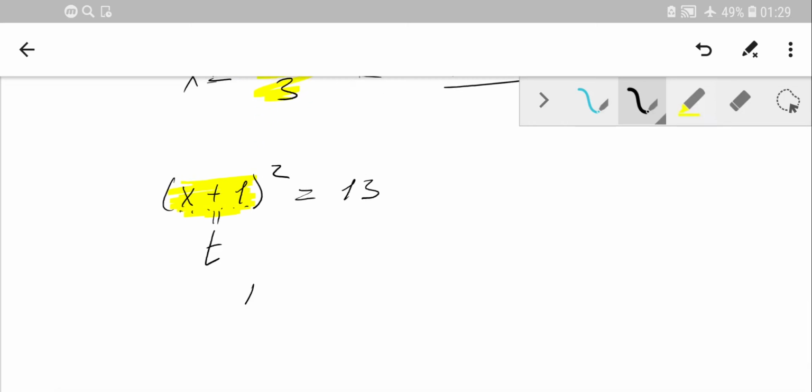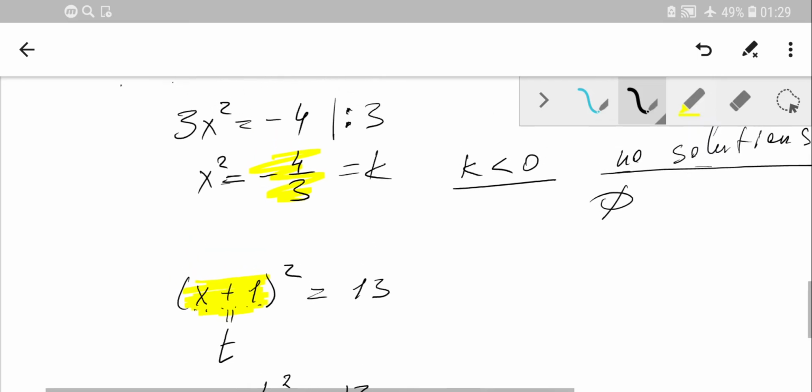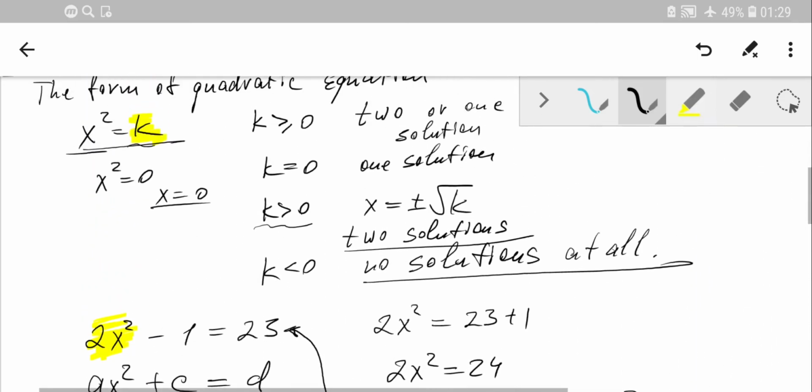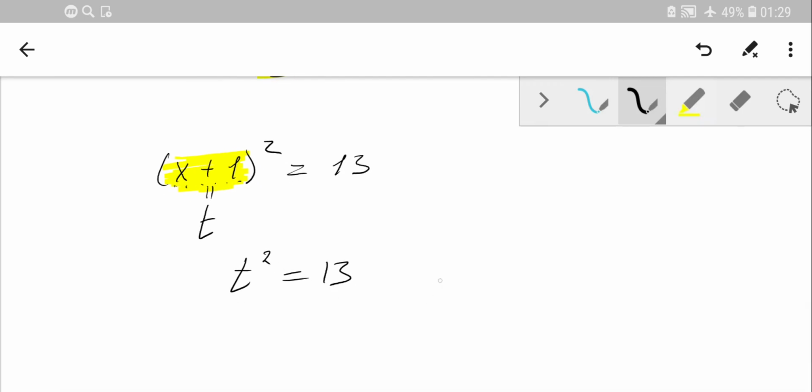So what sort of equation might we have? Now we have t squared equals 13. As you can see, there is no difference between t squared equals 13 and what we've checked before, x squared equals k. There is no difference whether you use x or t. So you just say, okay, t is x plus 1, and now you have this. It's the same as x squared equals some number k, but instead of x, we'll be using t. No problem, t is also a variable.